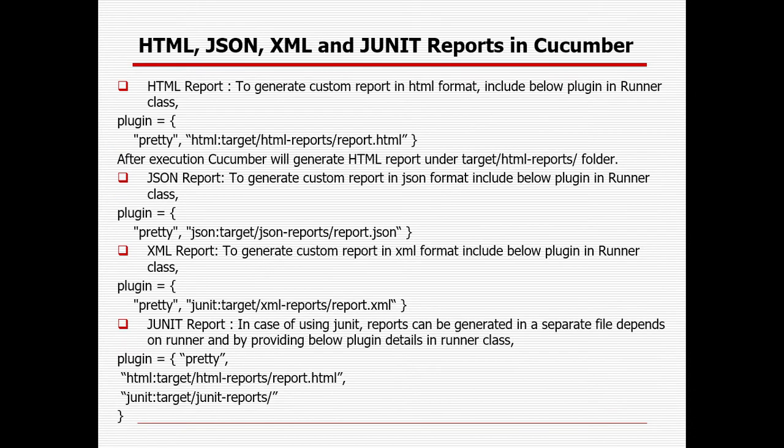Okay, now if you want to generate a better report in HTML format, JSON format, or XML format, and the JUnit reporting format in Cucumber, you can generate it. So for an HTML report, to generate a custom report in HTML format, you need to include the below plugin in the runner class in the plugin section.